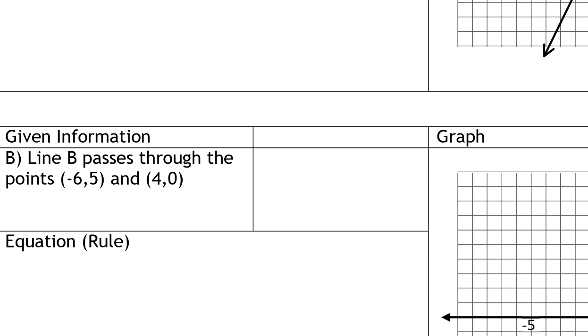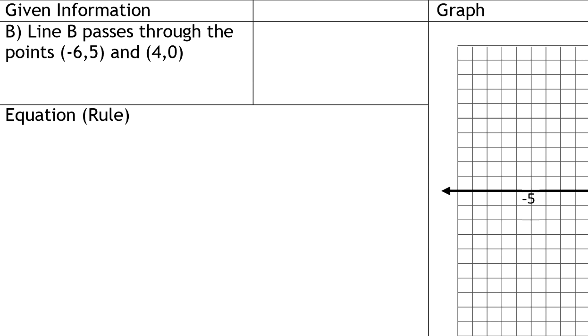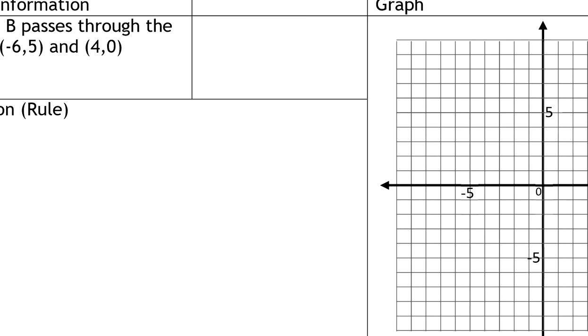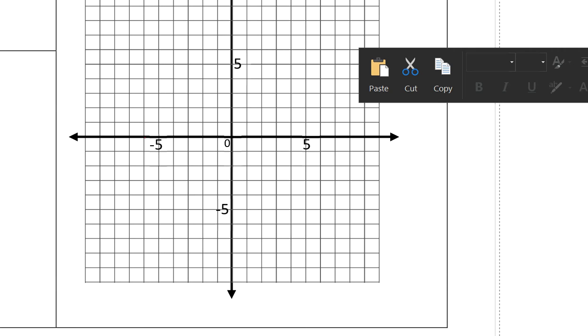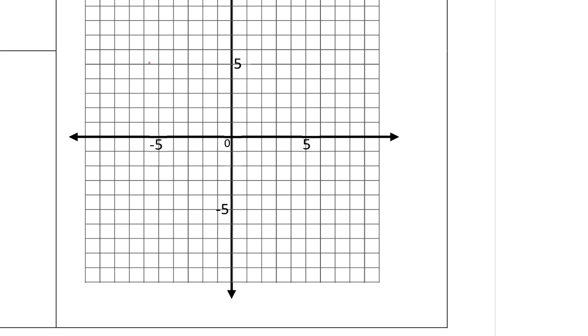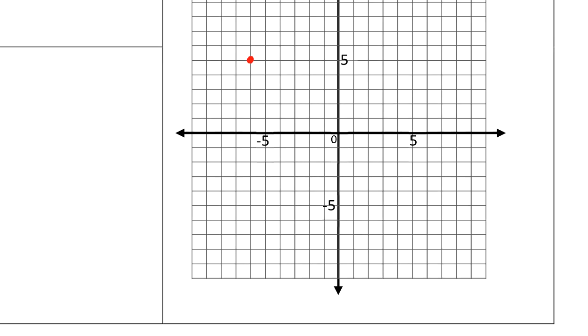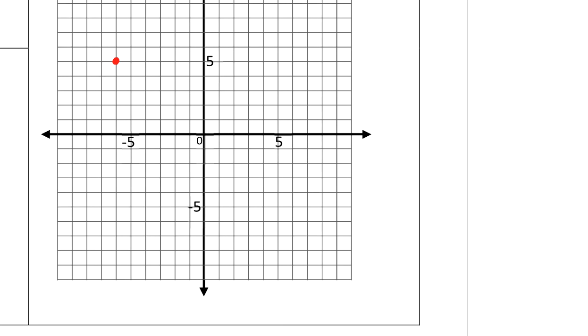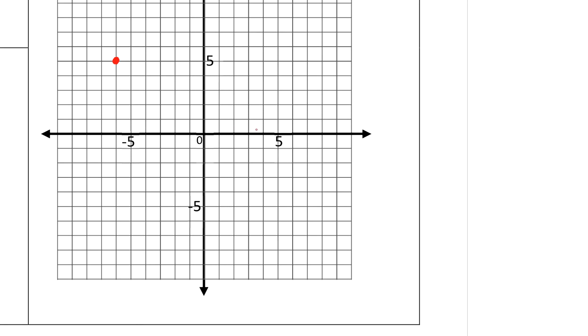In the next question, we're given 2 points. Our points are at (-6, 5) and (4, 0). If I come over to -6 and then up to 5, this is one of the points. The other point was at (4, 0), so I could go over 4 and then not up or down. So here are our 2 points.